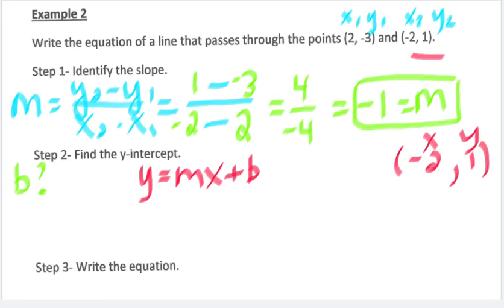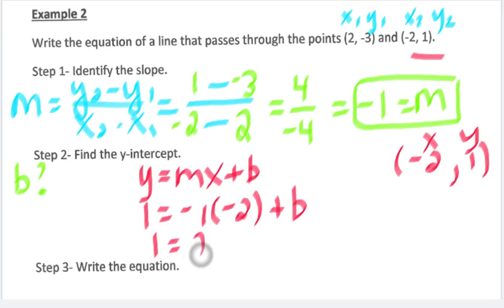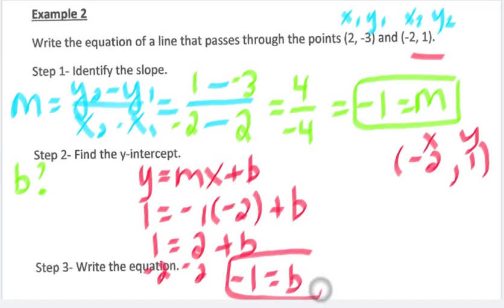So I'll have 1 equals -1 times -2 plus b. Now we just solve this for b. 1 equals 2 plus b, subtract 2 from both sides, and b equals -1.